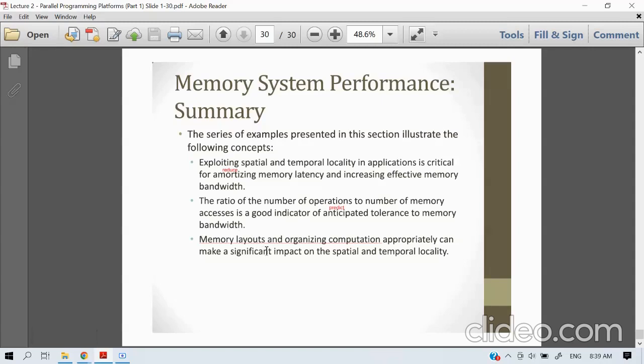Okay, memory layouts and organizing computation appropriately can actually make a significant impact on spatial and temporal locality. So from the previous slides, it shows that the layout of the memory and also the computation organization give an impact to the spatial and temporal locality, in this case, on the memory system performance.